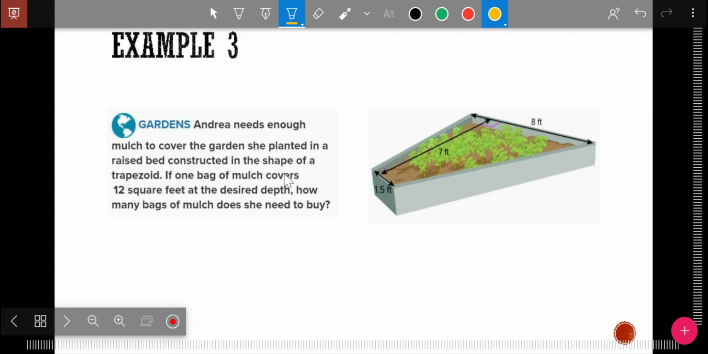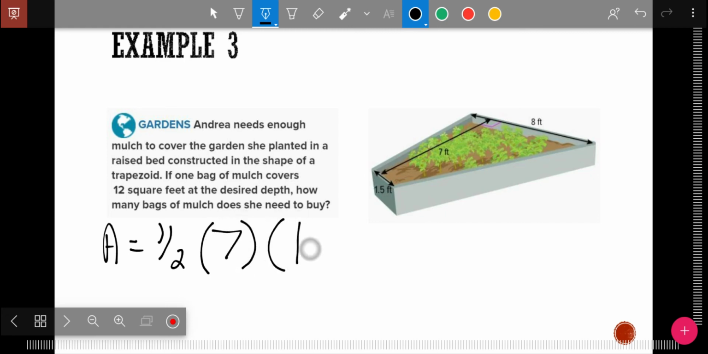Right? If one bag of mulch covers 12 square feet of desired depth, how many bags of mulch does she need to buy? So first I need the area, and then I need to figure out how many bags of mulch. Right? So first thing I do is the area. Well, we just said area equals 1/2 times the height. Well, the height connects the bases. Connecting the bases here is the 7.